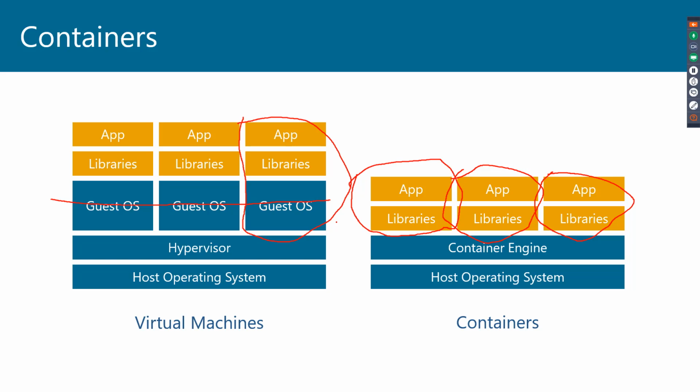The trade-off, though, is you make your containers platform specific. So Linux containers have to run on a Linux host, and a Windows container has to run on a Windows host. With a virtual machine, a Linux host can run a Windows virtual machine, and vice versa.